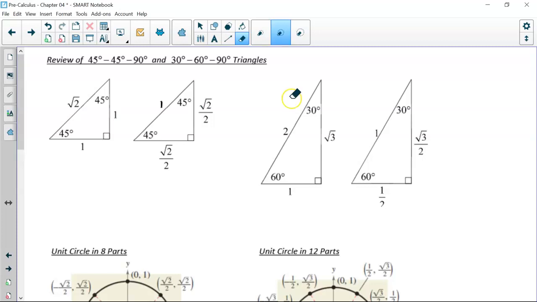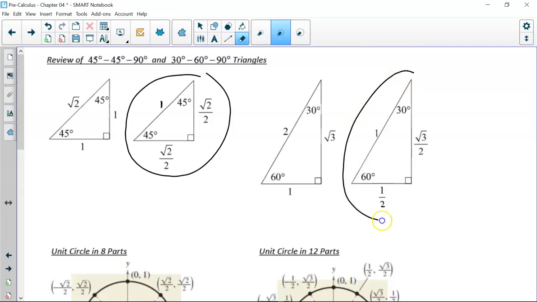Here we have our old 30, 60, 90 triangle, where the hypotenuse was 2, the short leg was 1, and the long leg was root 3. Now, for our hypotenuse to be 1, our short leg has to be 1/2, and our long leg has to be root 3 over 2.